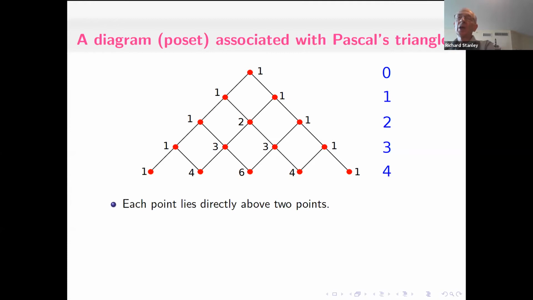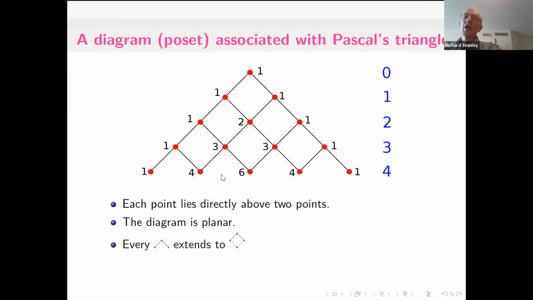We can characterize this poset by saying that it has a top element, which I actually think of as the bottom element of the poset. I'm drawing it upside down because I want it to look like Pascal's triangle. So it's characterized by saying that every point lies directly above 2 points, that is, in poset language, is covered by 2 points. It's planar.